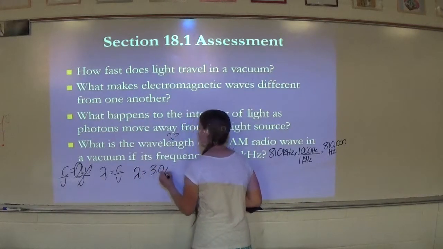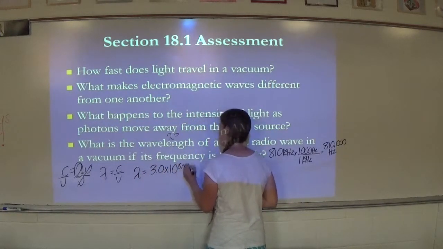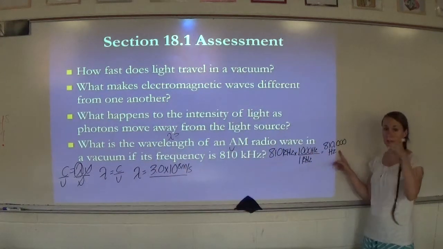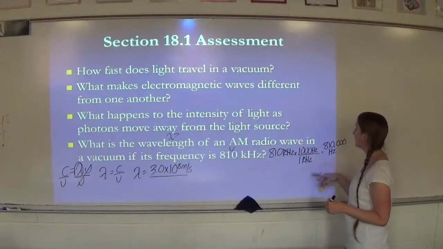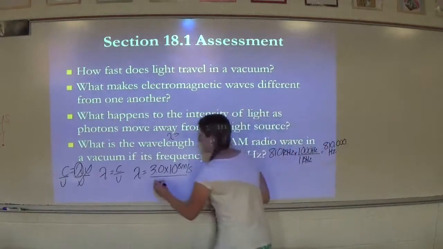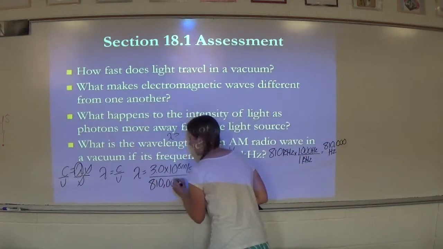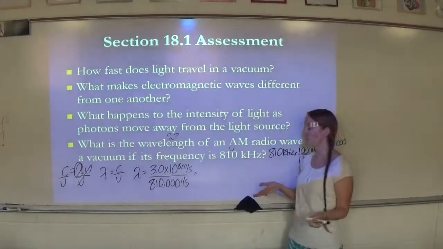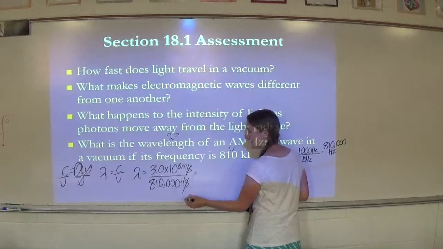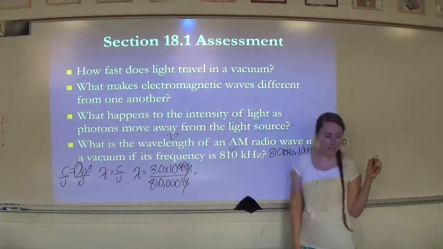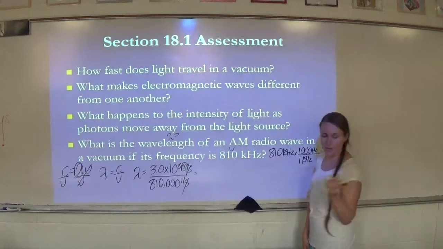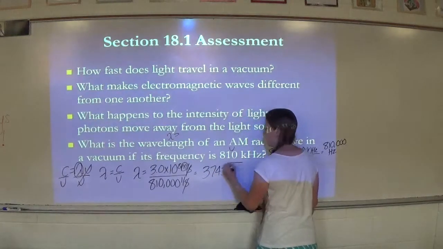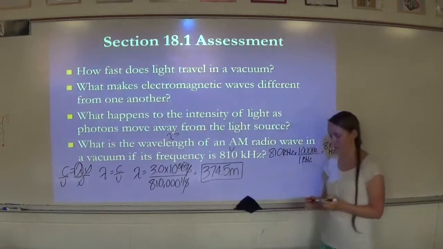c is 3.0 times 10 to the 8 meters per second. We decided our frequency is this. Remember, we had to change it from kilohertz to hertz, so it's 810,000. And I always change hertz to 1 over a second when I plug it in so I can see what's happening with my units. Those seconds cancel, and I'm left with meters. Once I solve, I got 374.5, and my unit is meters.